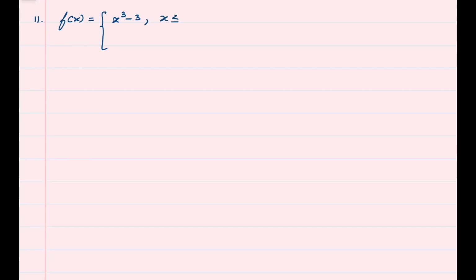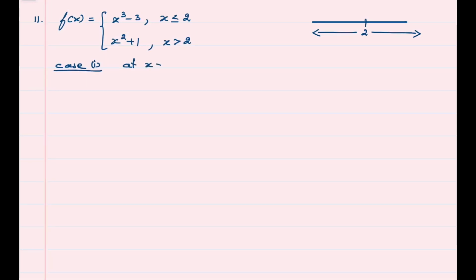Question 11. Find all points of discontinuity of f where f of x is x cube minus 3 if x is less than or equal to 2, x square plus 1 if x is greater than 2. Here the definition has been split at 2. We will first check the continuity at 2, and then we will check for all real values less than 2, and then for all real values greater than 2. Case 1. At x equal to 2.